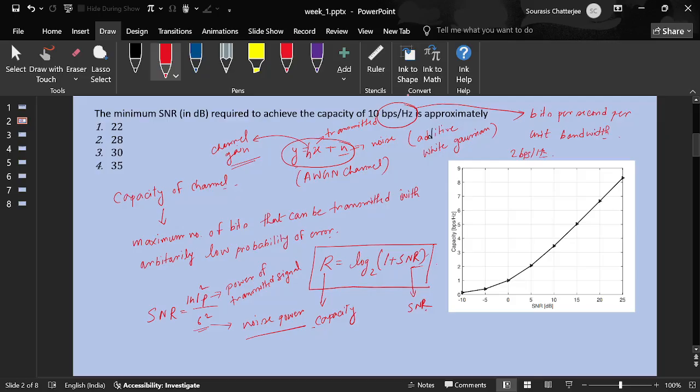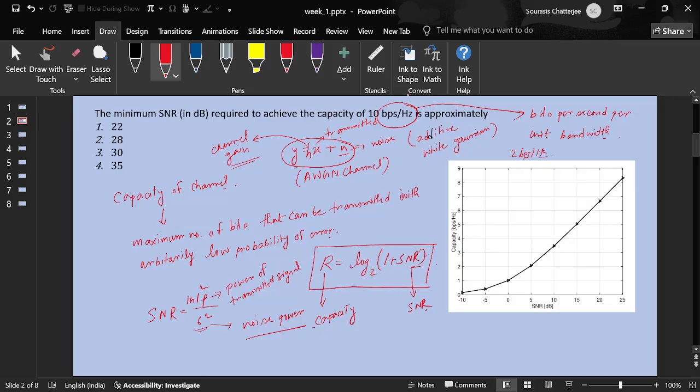So let's consider two scenarios now. If the user is close to the base station, and one user is far from the base station, what is the difference in channel gain you think you will observe? Same user, I am considering one scenario when it's close to the base station and another scenario when it's far from the base station. What do you think happens to the SNR, channel gain?